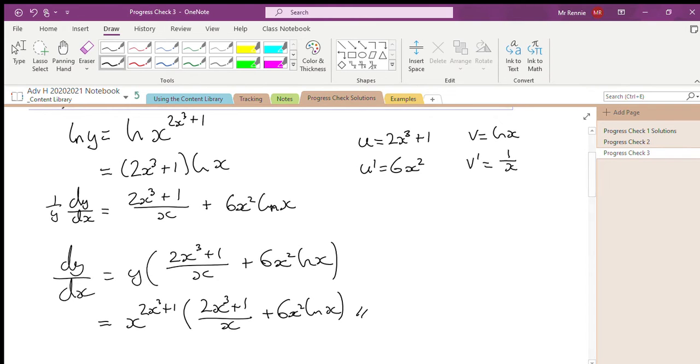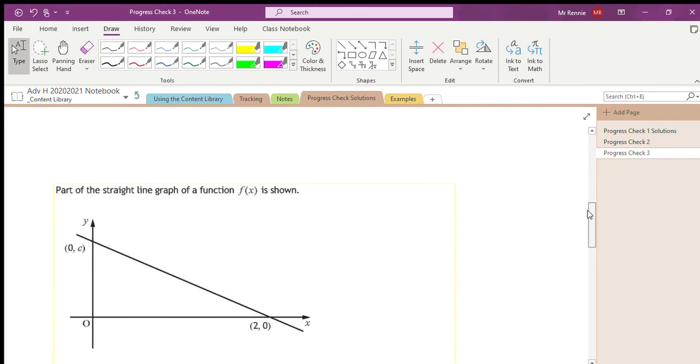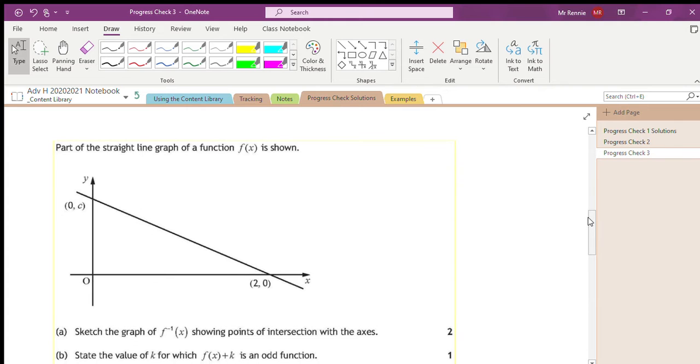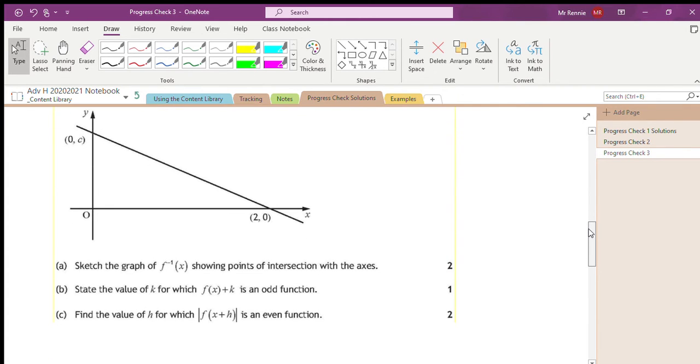We'll now jump on to the second question, which deals with graphs. Part of a straight line is shown, the function f of x, and we've got 3 tasks. Part A, we need to sketch the graph of the inverse function of f, f to the power -1, showing points of intersection with the axes. That's the key thing to pick up our marks.